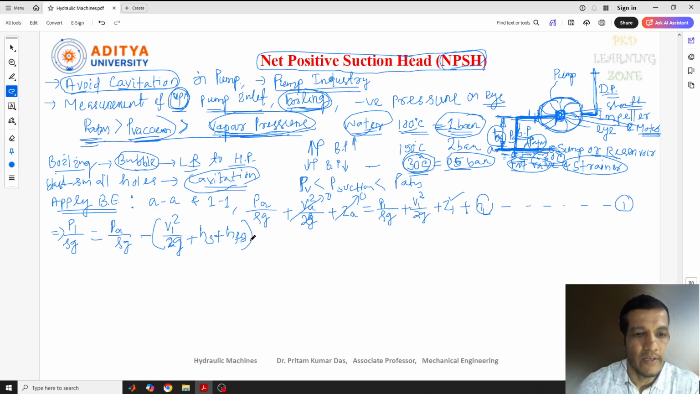The next step is, what will the next step be? We need to go for the NPSH. As I told you, NPSH is nothing but, let me write here. NPSH can be defined as the addition and subtraction of three terms: the absolute pressure head at the inlet condition, minus the vapor pressure head, plus the velocity head. So these three things can be added here.